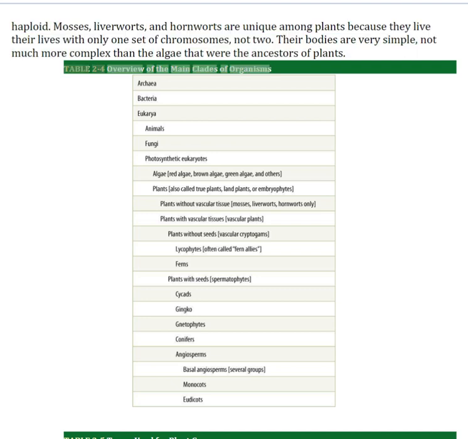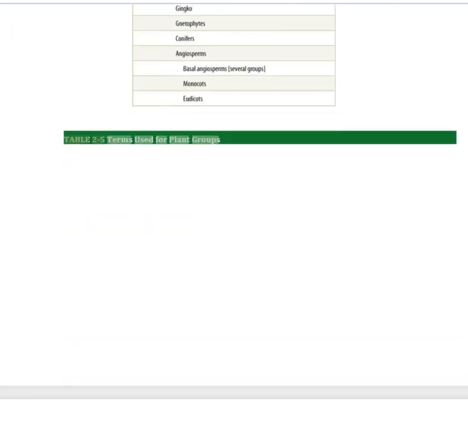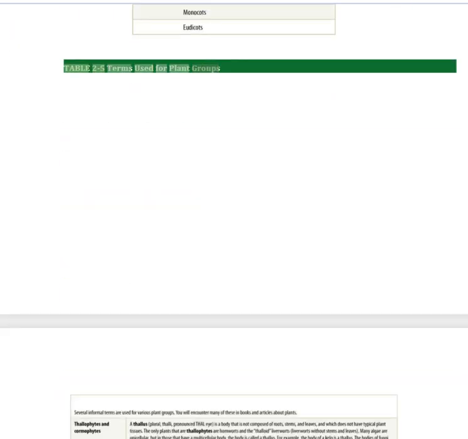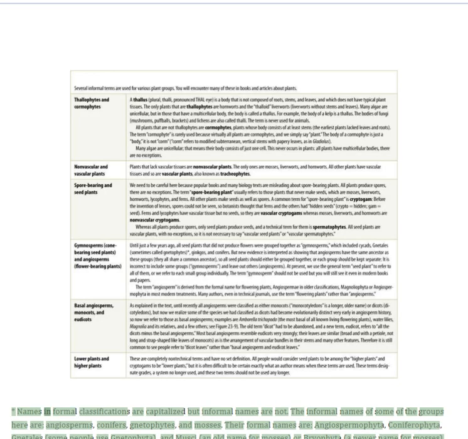Table 2.4: Overview of the main clades of organisms. Table 2.5: Terms used for plant groups. Names in formal classifications are capitalized but informal names are not. The informal names of some of the groups here are angiosperms, conifers, cnidophytes, and mosses. Their formal names are Angiospermophyta, Coniferophyta, Gnetophyta, and Musci or Bryophyta.